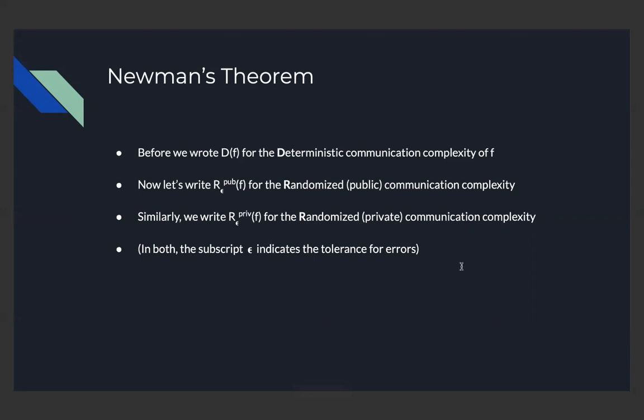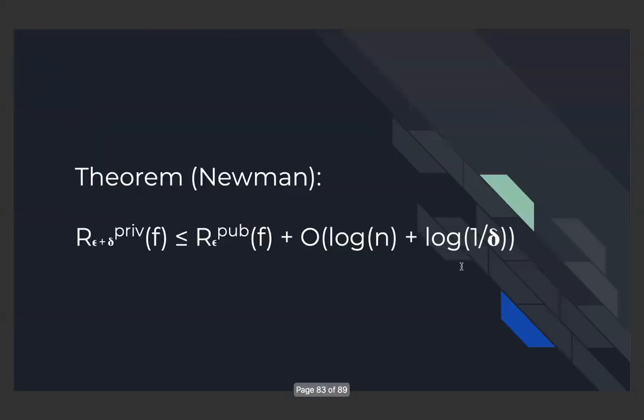And okay, so there's this theorem due to Newman, which says that if you're willing to tolerate a little bit of extra error, then you can convert a public coin model into a private coin model at the cost of delta more uncertainty, and at the cost of log n many bits.